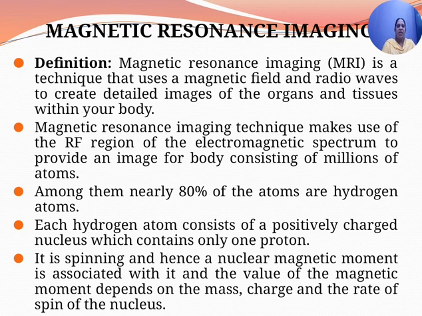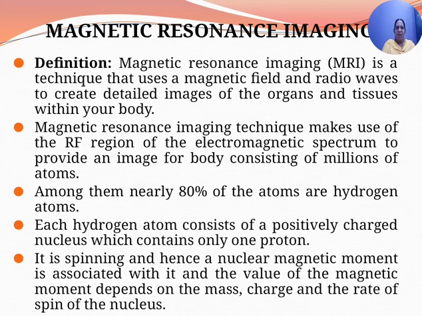Magnetic resonance imaging. Definition. Magnetic resonance imaging is a technique that uses a magnetic field and radio waves to create detailed images of the organs and tissues within your body.